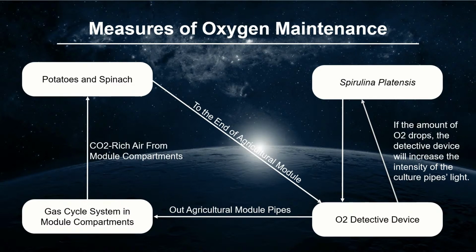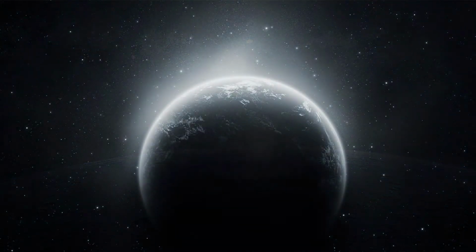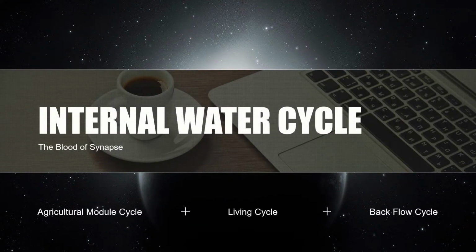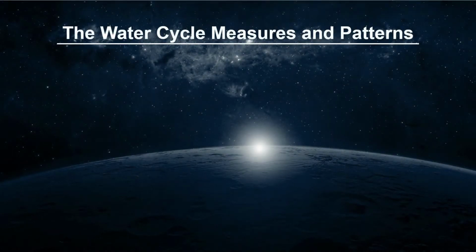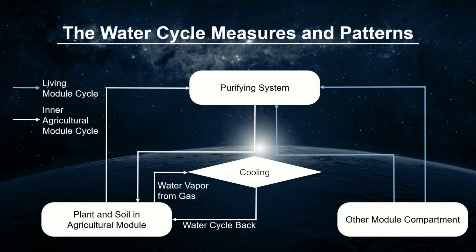And the next part we are going to introduce is the water cycle in Synapse. The cycle is divided into two separate systems, the agricultural cycle and the living cycle. Let's introduce the agricultural cycle first. The agricultural cycle is the cycle in which plant nutrition solutions flow. The water goes through each culture cell and passes the purifying system for the agricultural module, and goes into another turn of the cycle. Also, the gas cooling system will cool down the gas and receive water from the vapor in it.